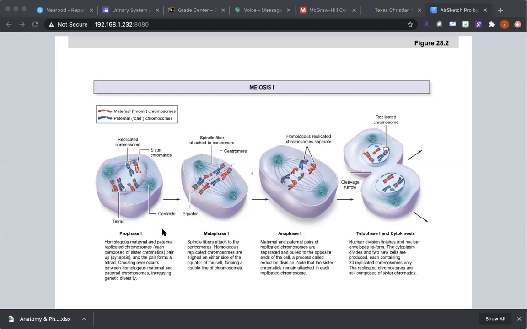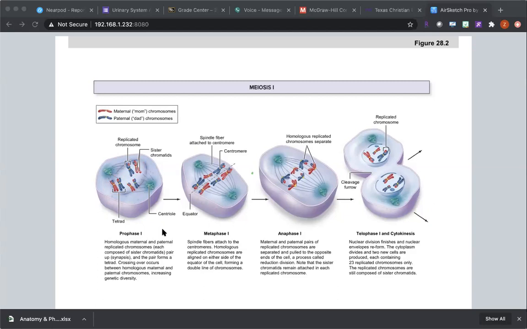Right, because each replicated chromosome has 2, so you would have a total of 4 chromosomes. At the end, what you're going to end up with, remember, meiosis results in 4 non-identical cells. One of each of those chromosomes from each tetrad will be in a different, separate cell, okay?